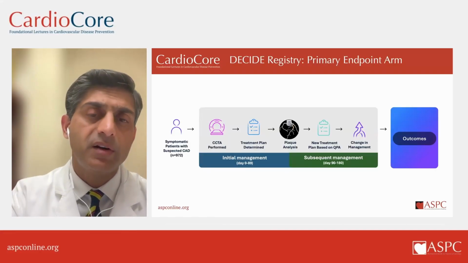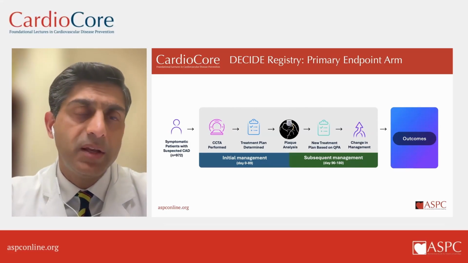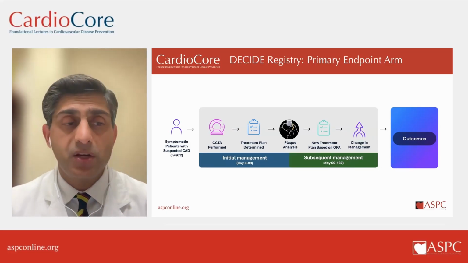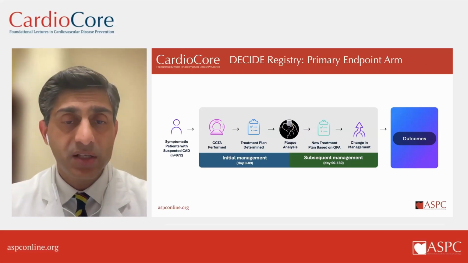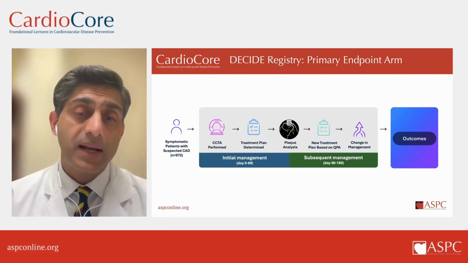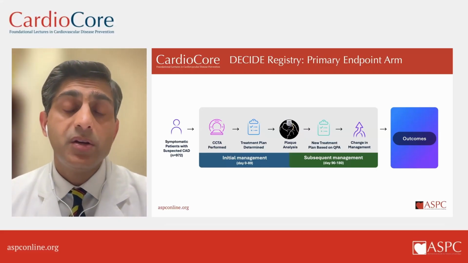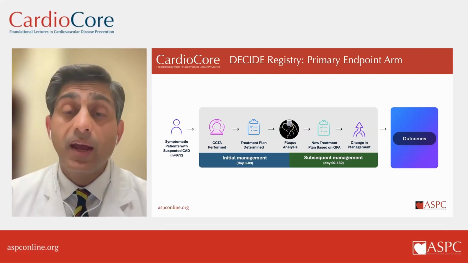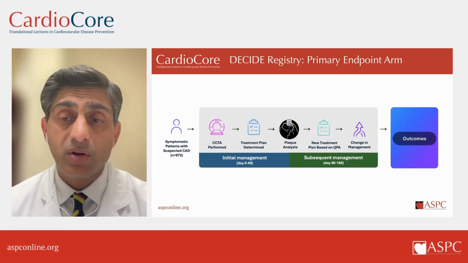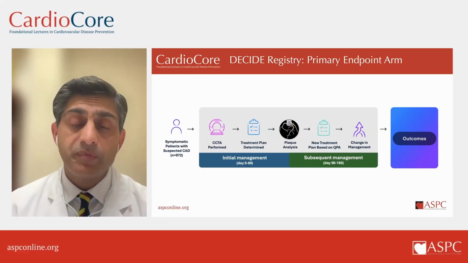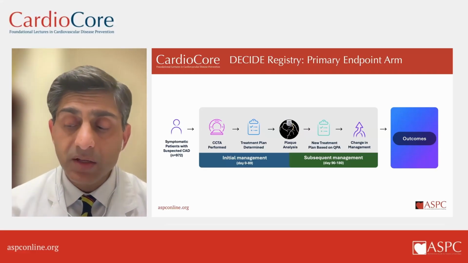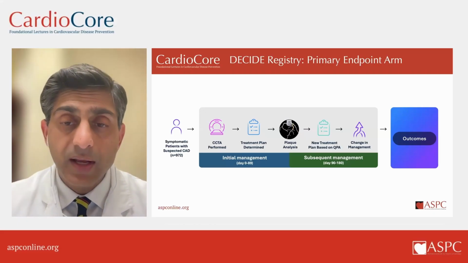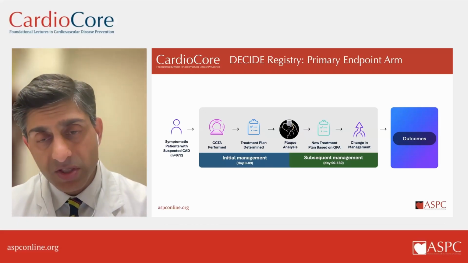I think another very, very exciting trial that is coming on board is the DECIDE registry. These are symptomatic patients with suspected CAD who will get a CTA. They will get a plaque analysis. They will be put through a different change in therapy depending on what's found, and then we will further have outcomes on this. Now, this is a multi-center prospective trial, and there are about 20,000 patients that will be studied.